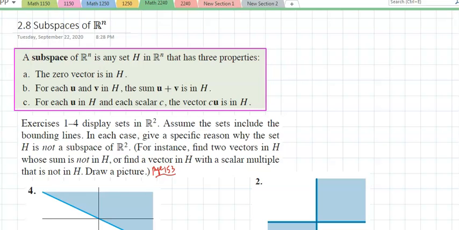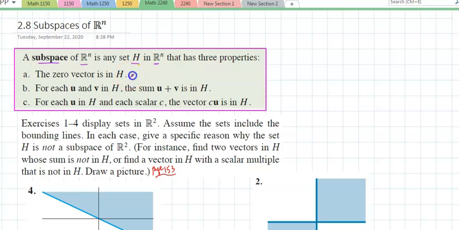Section 2.8 talks about subspaces of Rn. That's a very important section. We need to really get a solid understanding of this. So what a subspace is: any set in the same space that has three properties.